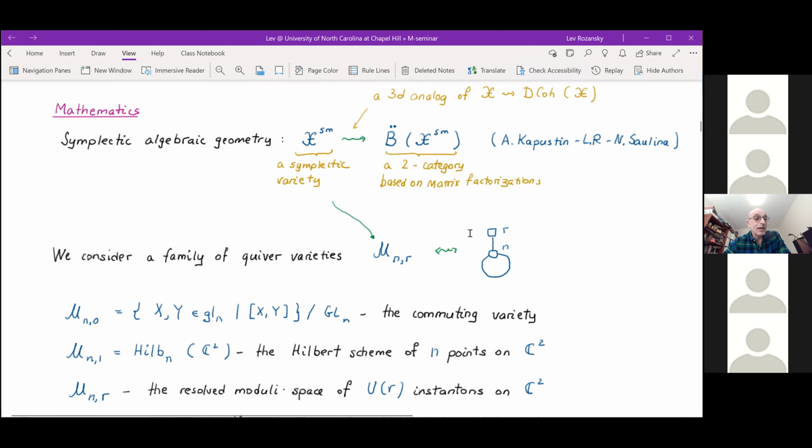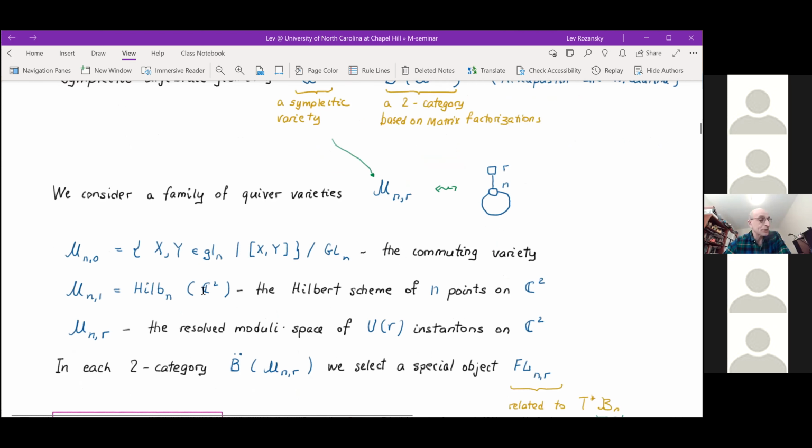So when R, the dimension of the box, is 0, the corresponding variety is the so-called commuting variety. Its points are pairs of square matrices which commute with each other, and then you take the quotient by conjugation by GLM. It's a singular variety, but it's a useful one. Then when R is equal to 1, by a certain miracle, you get the Hilbert scheme of n points on C2.